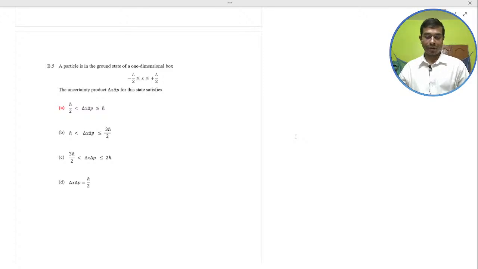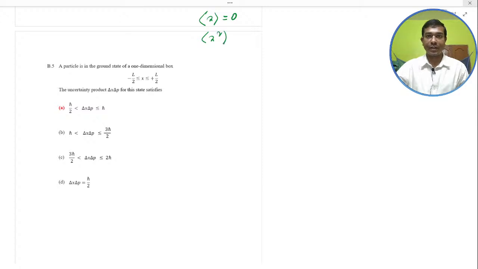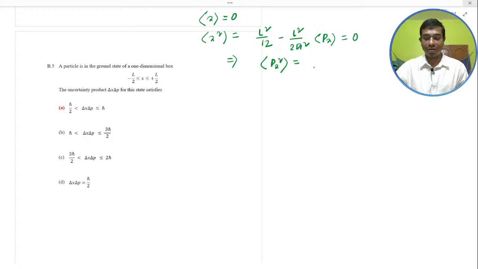Okay. So for a given system, it is defined that the expectation of x is 0 and the expectation of x square is equal to L square by 12 minus L square by 2 pi square. The px average expectation is 0, that implies px square expectation equals h cross square by L square.